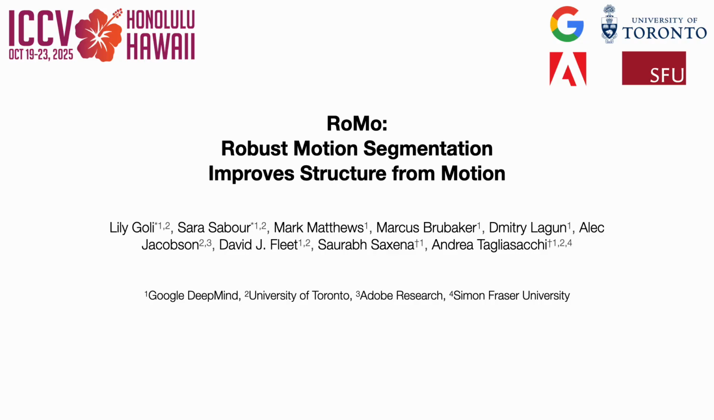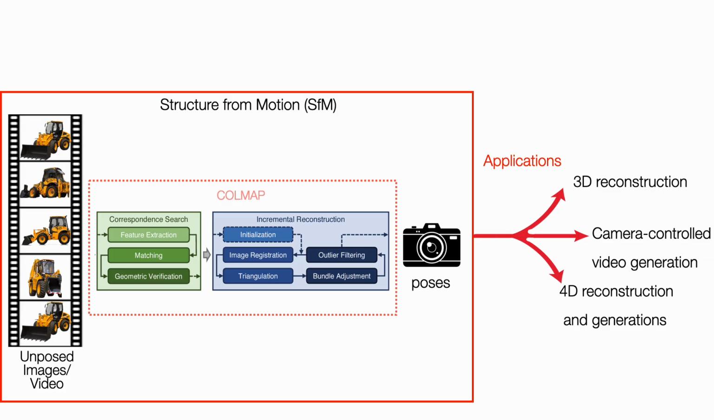RoMo, Robust Motion Segmentation improves structure from motion. Structure from motion pipelines such as COLMAP take a collection of images from a scene and output their camera poses. These camera annotations are useful in applications such as 3D or 4D reconstruction and camera-controlled video generation.